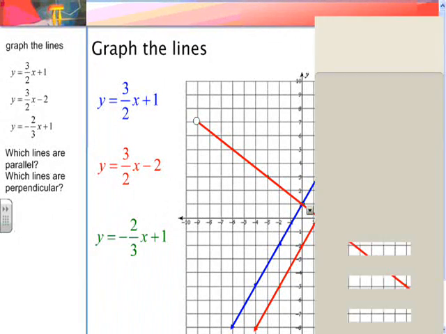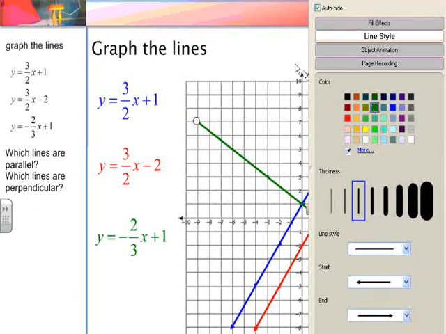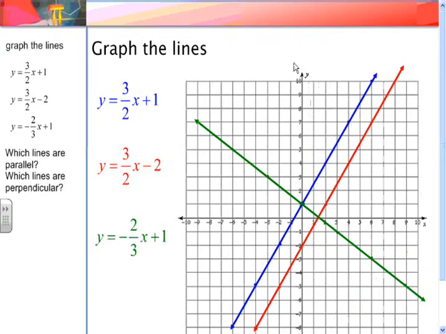And let's make a comparison. Looking at these lines, what do you notice about the relationship of the lines? You should see that the blue line and the green line are perpendicular. The red line and the green line are perpendicular because they have opposite reciprocal slopes. In other words, they're making a 90-degree angle. The blue line and the red line are parallel. And that, of course, makes sense because these two have the same slope.